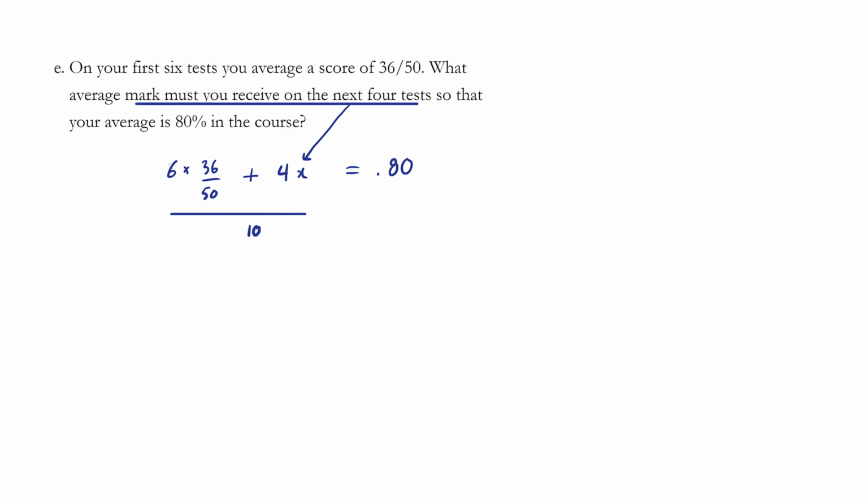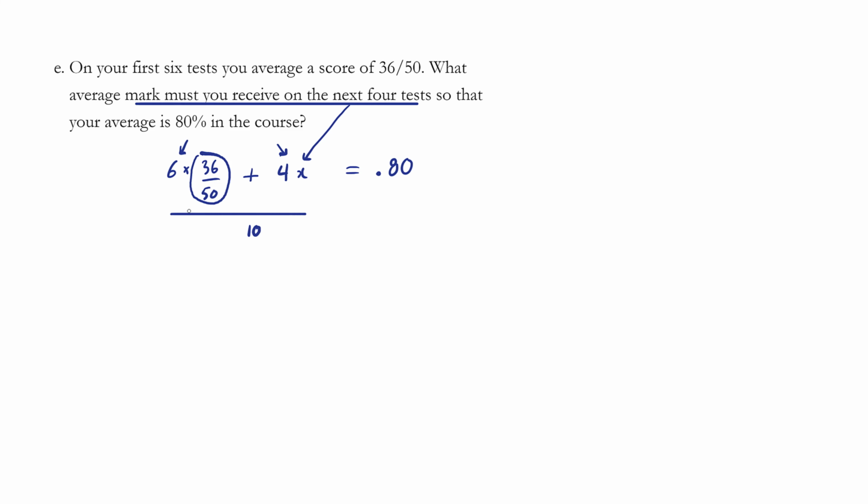Now what we have is 6 times 36 over 50. This is our typical score thus far. And we're going to multiply by 6 because we know that we wrote 6 tests. We're trying to weigh this mark 6 times. Now we're going to write some more tests, 4 more tests, and we're not sure what mark we need. Obviously we need a higher mark than 36 out of 50. We need to pull our grade up so that we hit 0.80, which is 80%.